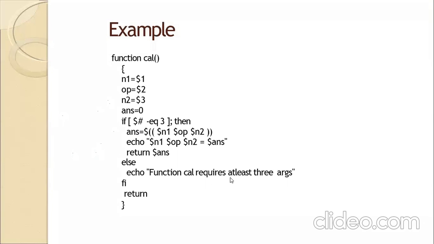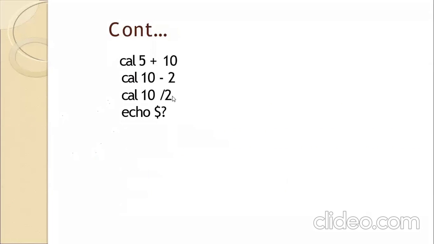Else echo function requires at least 3 arguments. How many arguments are passed here? 3 arguments have been passed, and that will give the calculation of those 3 variables, and it will return the answer here. So cal 5 plus 10, cal 10 minus 2, echo, that will give the result of this.